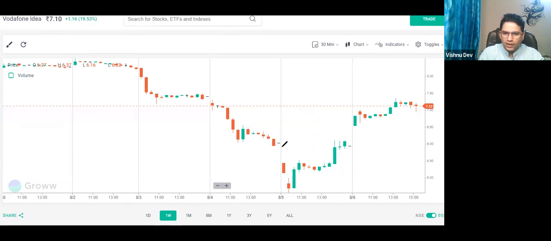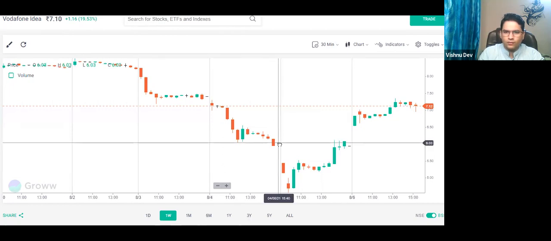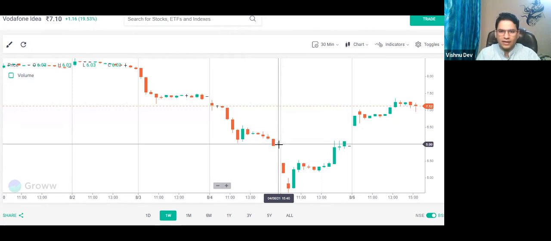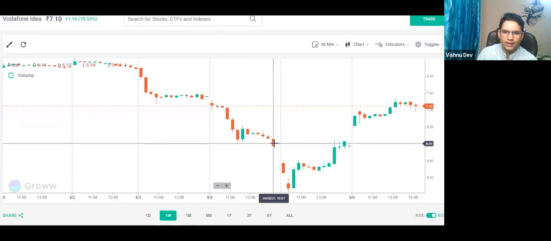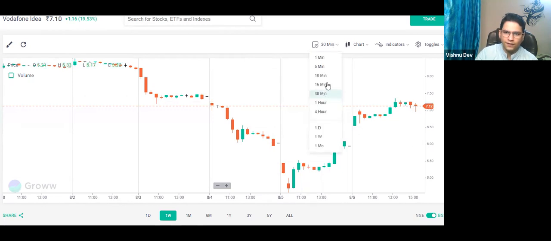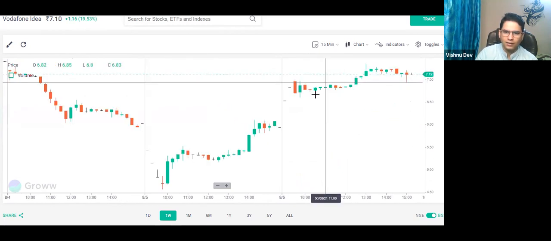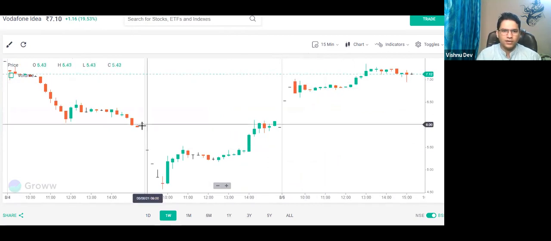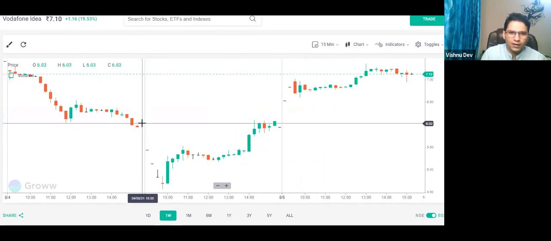So see, this is the previous day close. Suppose the previous day close is 6.02. See, the time is shown below, 4:08, and the price at 3:40. Clear? 3:40 because this is a 30 minutes candlestick chart. If you make it a 15 minutes candle chart, then you can see exactly at 3:30, what is the price? 6.5.